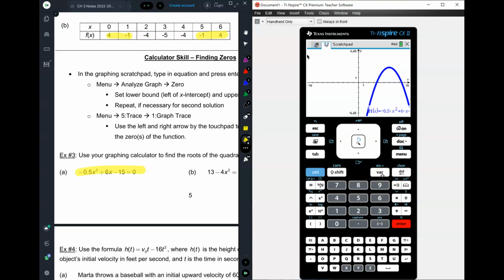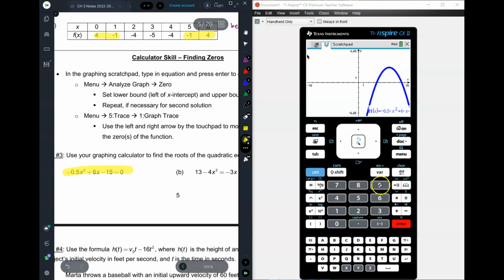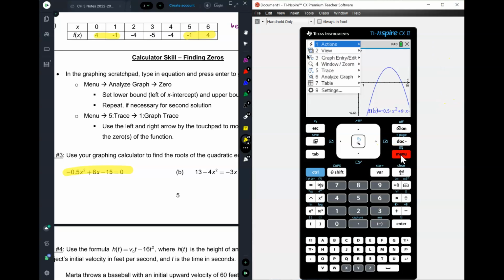Okay, now, here we go. This time we have to find the zeros, no longer the max or min. So, menu, everything is inside the menu. This is the difference between the new TI Inspires and the old versions. It's all menu-based like your computers are. Menu, analyze graph, right? We have to find zeros. So you go to 0.